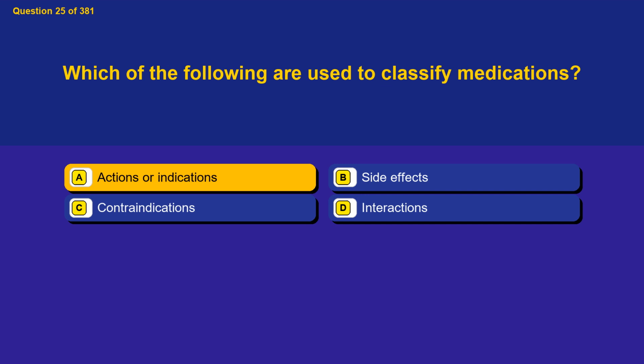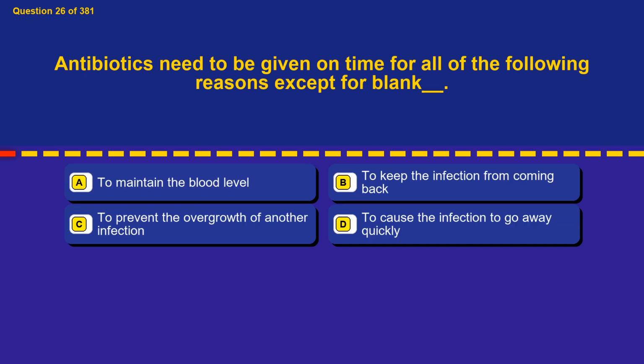The correct answer is option A, actions or indications. Question 26. Antibiotics need to be given on time for all of the following reasons except for blank blank. Option A, to maintain the blood level. Option B, to keep the infection from coming back. Option C, to prevent the overgrowth of another infection. Option D, to cause the infection to go away quickly.